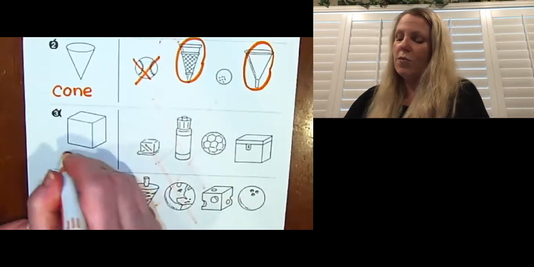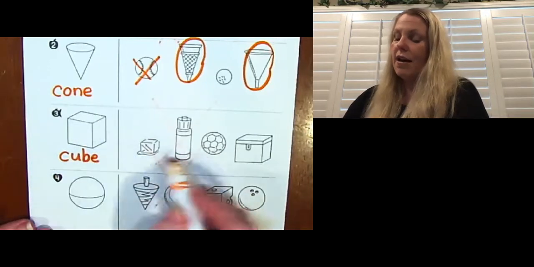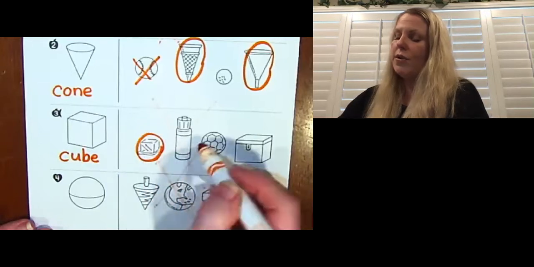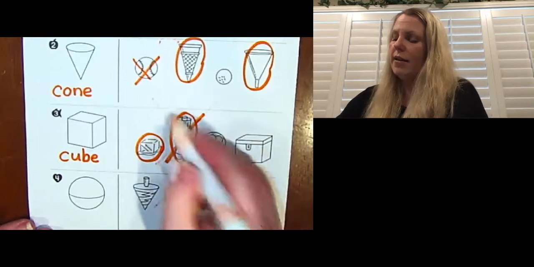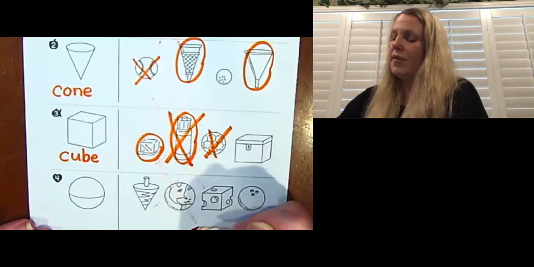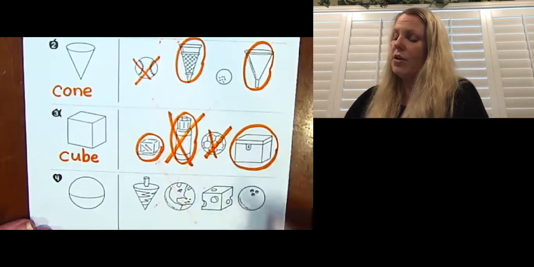This is a cube, C-U-B-E. Is ice a cube? Absolutely. What about a water container? No, that's a cylinder. What about a ball? No, that's a sphere. What about a box? Absolutely, that is a cube.